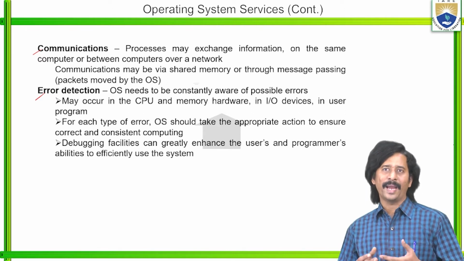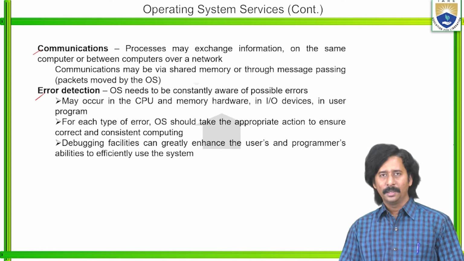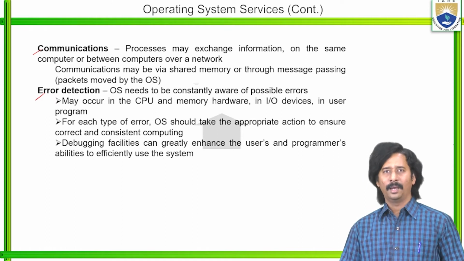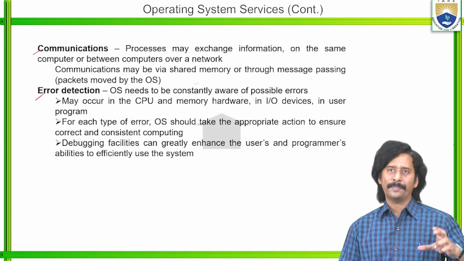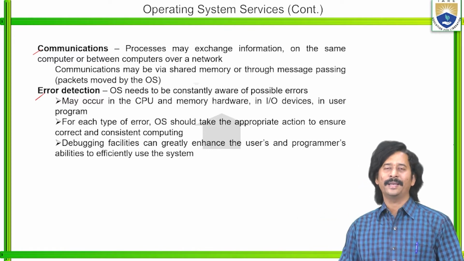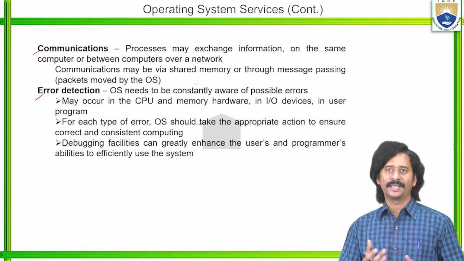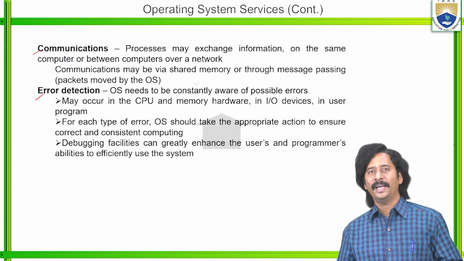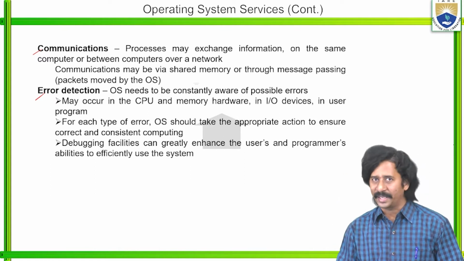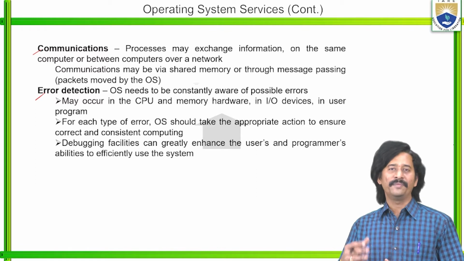These kinds of errors may occur in the processor, in the memory hardware, in input output devices, and in the user program. Whatever the scenario or the device on which the error occurs, for each and every type of error the operating system should take the appropriate action to ensure correct and consistent computing. The operating system itself has some debugging facilities which greatly enhance the users' and programmers' abilities to use the system efficiently.